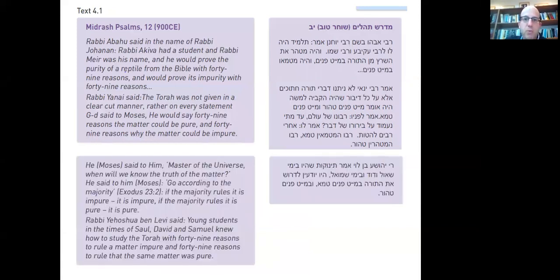This brings me to my absolute top number one favorite legend, which changed my life when I first became aware of it a couple of years ago. How did Rebbe Meir know to argue the purity of a reptile? According to the Midrash on Psalms, and there are numerous versions of this Midrash, but this is my favorite one. It's a clear one, even though it's a little bit later, 9th century.